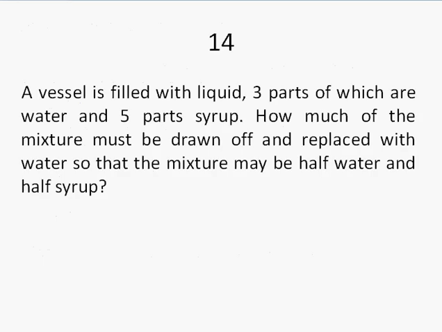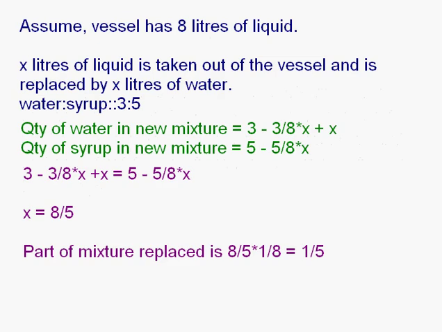Once again, look at the question. A vessel is filled with 3 parts of water and 5 parts of syrup. How much of mixture must be drawn off and replaced with water so that the mixture may be half water and half syrup? We assumed the vessel has 8 liters of liquid, so x liters of liquid is taken out of the vessel and is replaced by x liters of water.